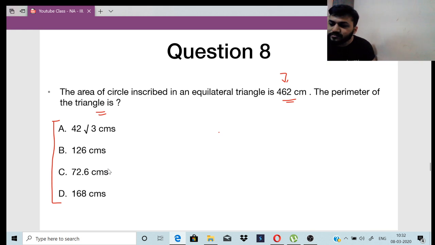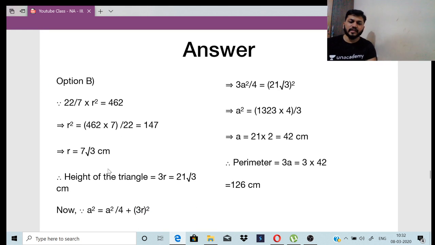Chalo Chahat. Good. He has solved. Chahat has solved. Has anyone else solved? It is option B, 126 centimeter, right?